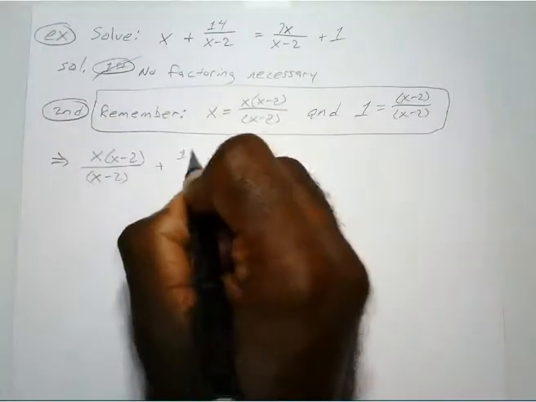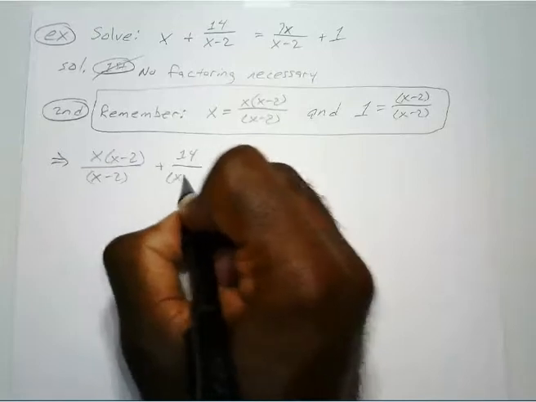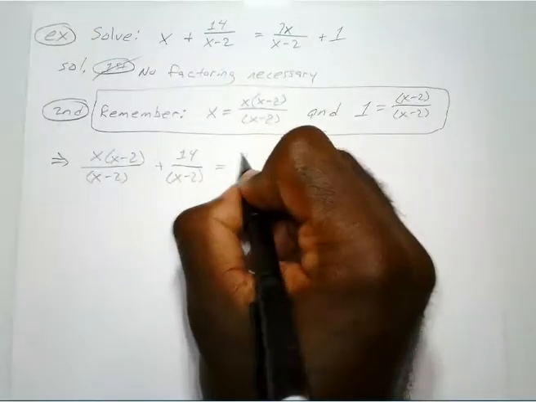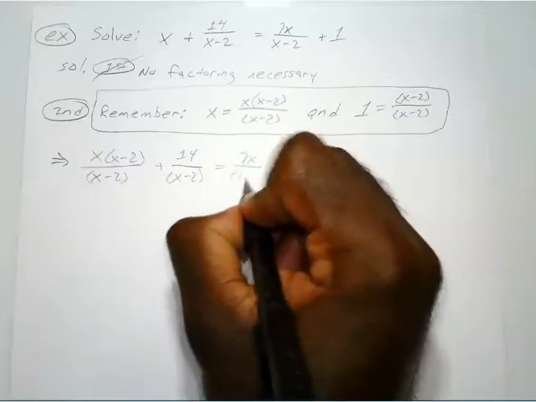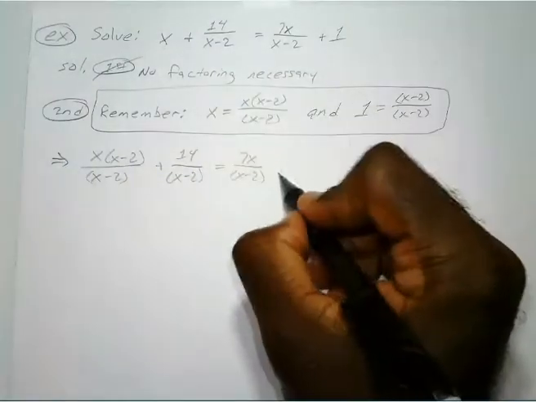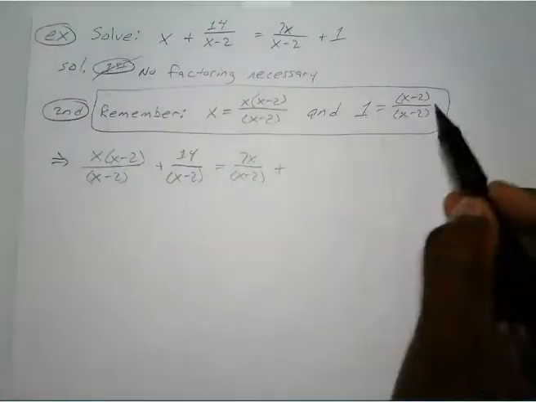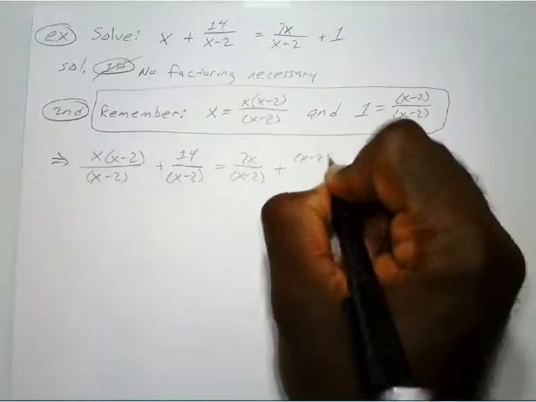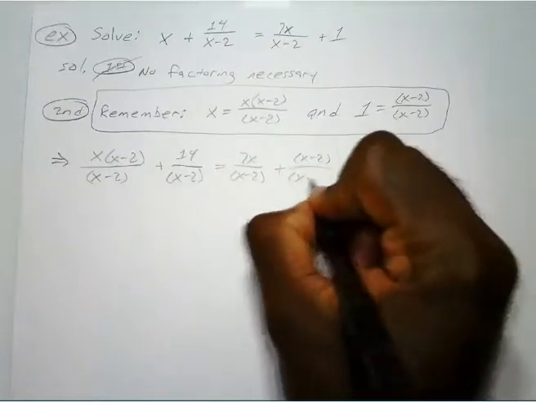Plus 14 over x minus 2 equals 7x over x minus 2 plus, remember 1 is the same as x minus 2 over x minus 2, so we have x minus 2 over x minus 2.